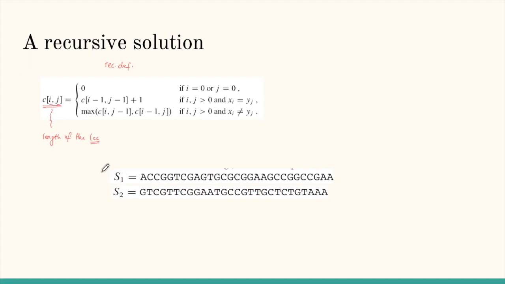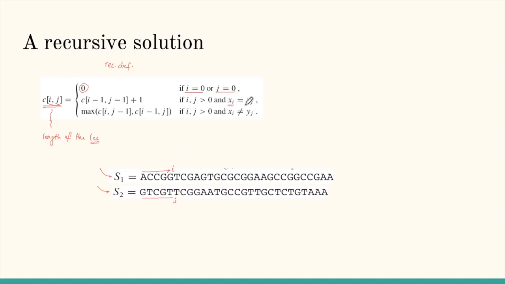So if we have two sequences S1 and S2, then Cij represents the longest common subsequence between the subsequence up to the position ith in the first sequence and up to the position jth in the second sequence. So obviously, if i equals 0 or j equals 0, then Cij will be 0.